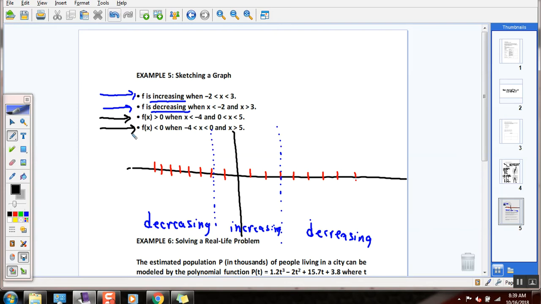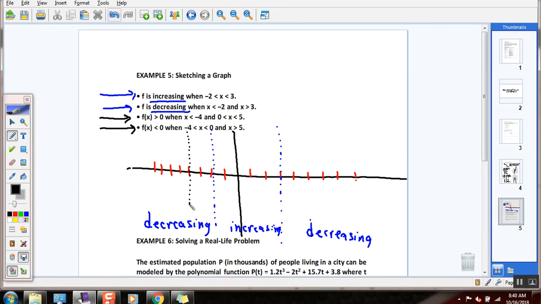Okay. I'm at bullet point number 3. What's it say about f of x? Greater than 0 when x is less than -4 and between 0 and 5. So what we need to do here, kids, is mark off f of x bigger than 0. This is saying f of x is positive when x is less than -4. So I'm going to put another line here. I'm going to go 1, 2, 3, 4 to the left and put a dotted line right here at -4.